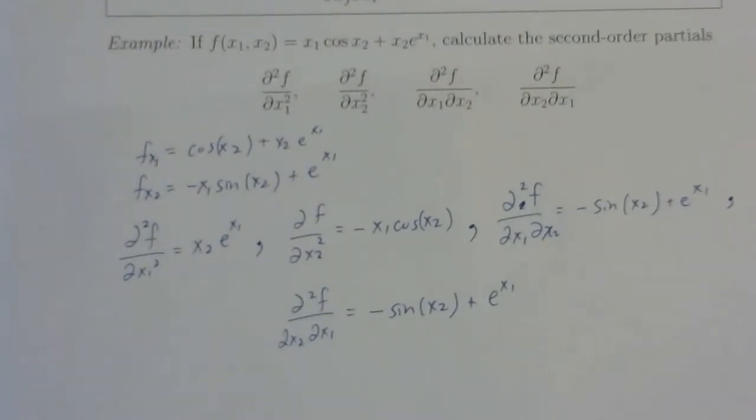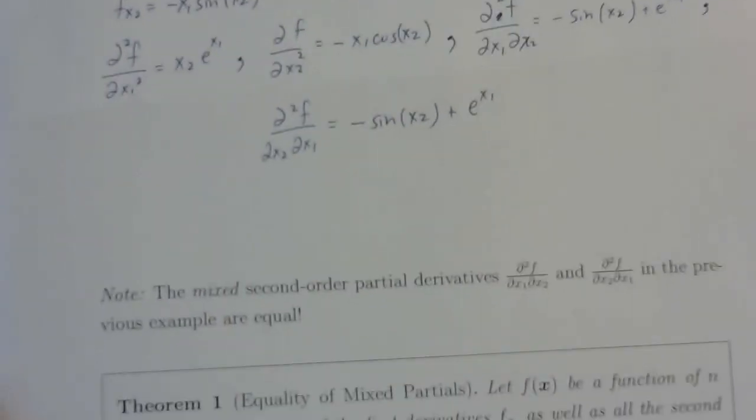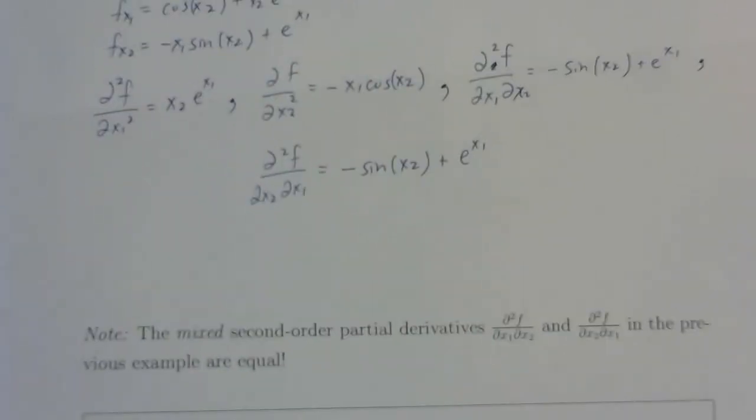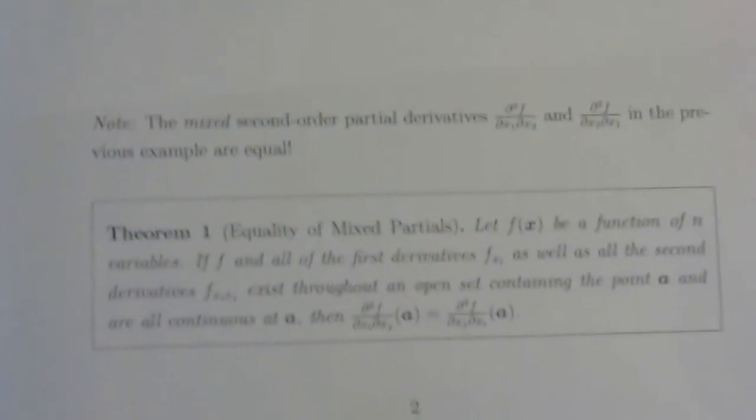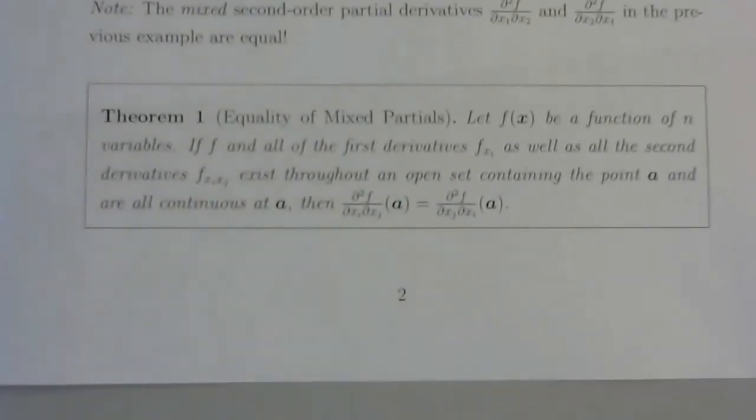Awesome. So that's probably very familiar. And the thing to note is that the mixed second partials are equal. We have a theorem that supports why this is the case. So we have theorem 1, the equality of mixed partials, and it says that if f is a function of n variables and that f and all of its first derivatives and all of its second derivatives exist in an open set around a point, and they're all continuous at that point, then it doesn't matter which order you do the second derivatives in. The mixed partials should be equal.